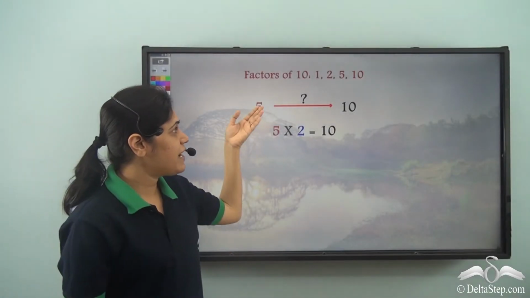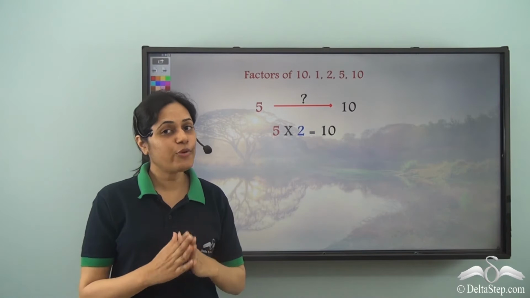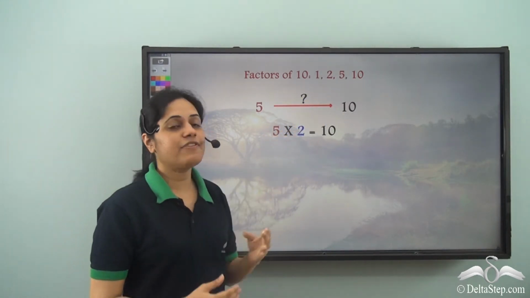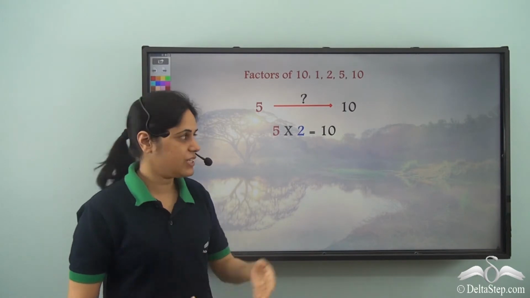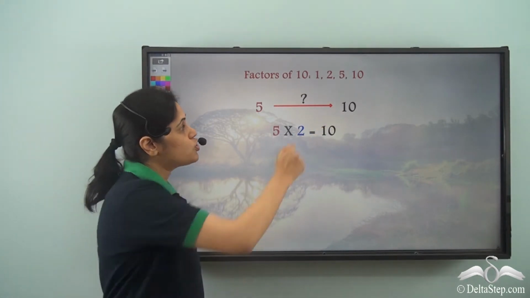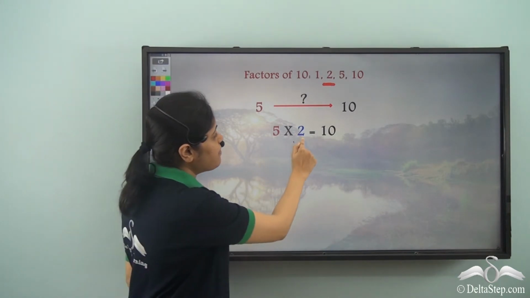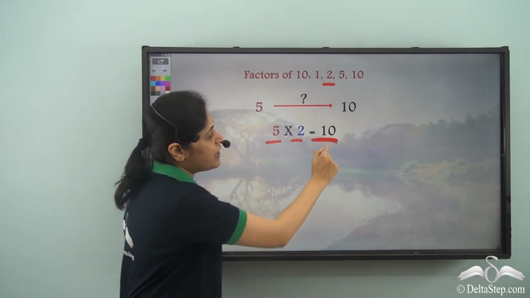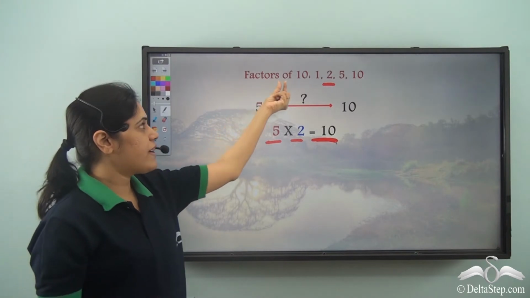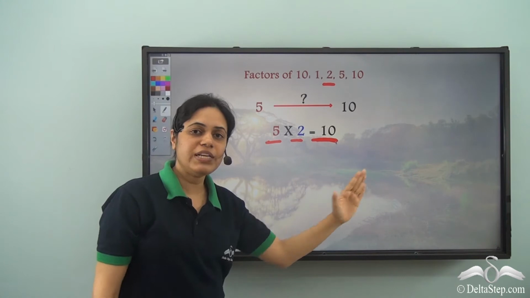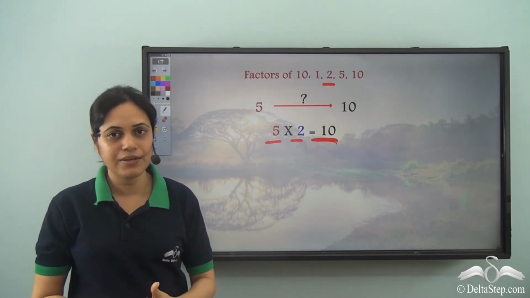Now if I multiply 5 with 5, I get a 25 and not a 10. And if I multiply 5 with 10, I get a 50 and not 10. So 2 is the only factor which when multiplied by 5 gives me the number 10. So if I consider the factors of 10, 5 and 2 multiplied together give me 10.